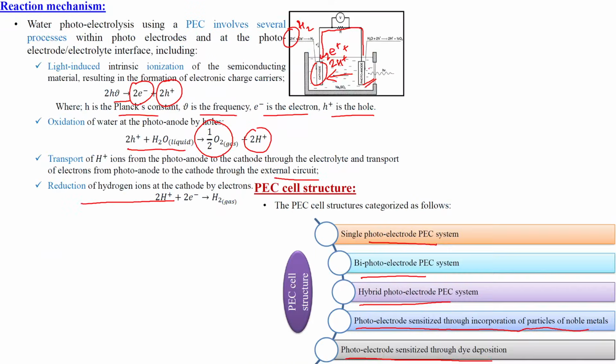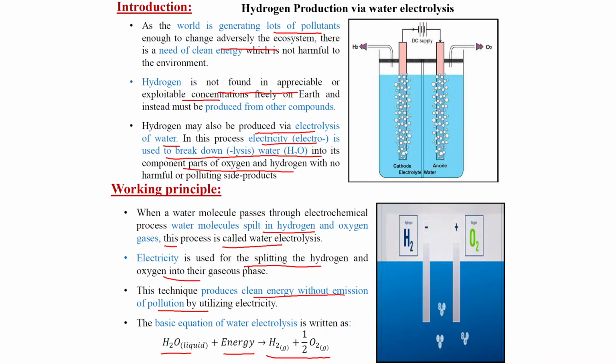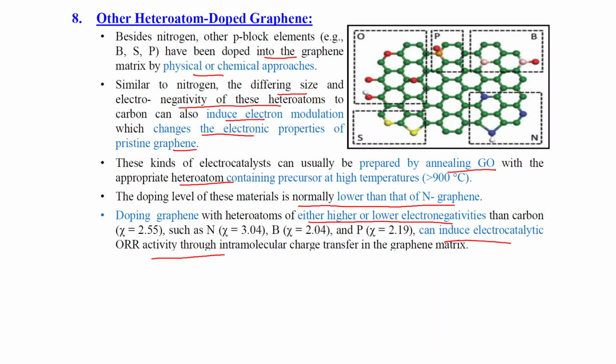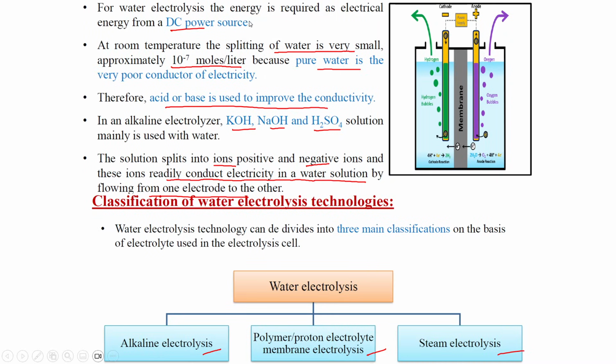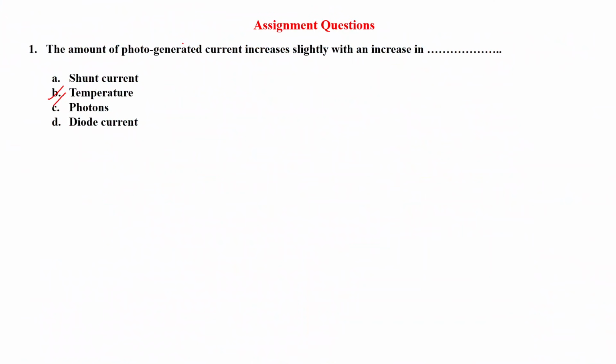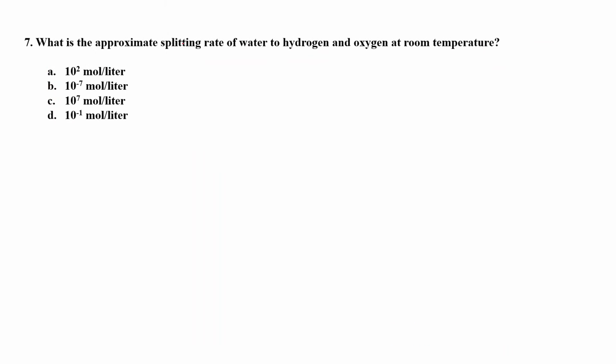Let me show you. At room temperature, the splitting rate of water is very low. It is 10 to the power minus 7 mole per liter. The answer is B.